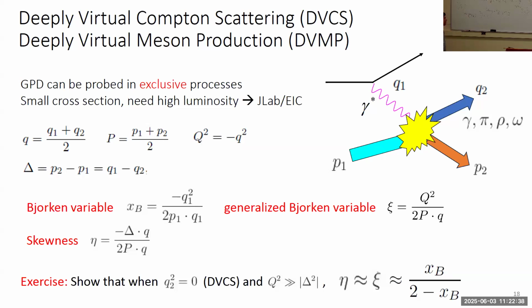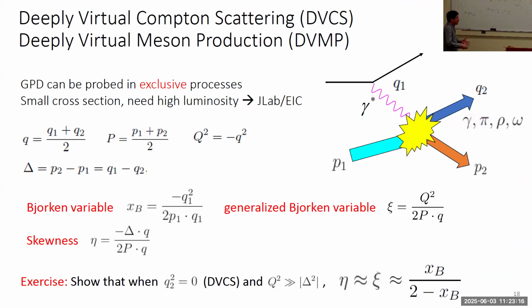So how do we measure the GPDs? You can actually measure the GPD in experiments, but that's very complicated. And the usual way is to use so-called deeply virtual Compton scattering, DVCS, or deeply virtual meson production, DVMP. And these are exclusive processes. So in the final state, you only have a limited number of particles. You catch all the particles in the final state, but there are only a few. And typically you select the photon or pion, rho meson, and omega mesons. And all these are called exclusive processes.